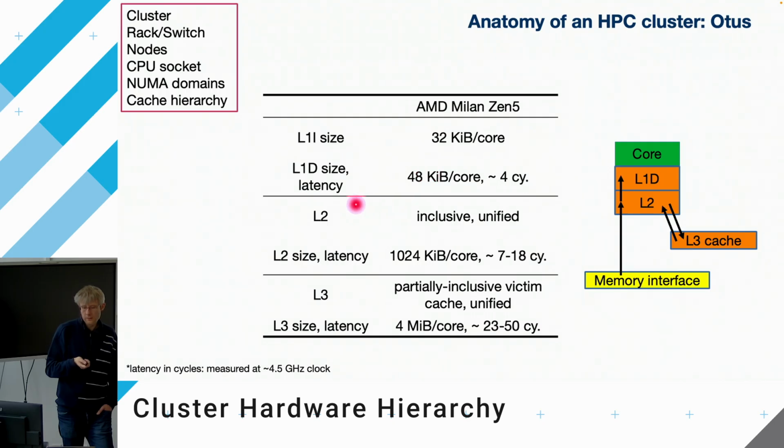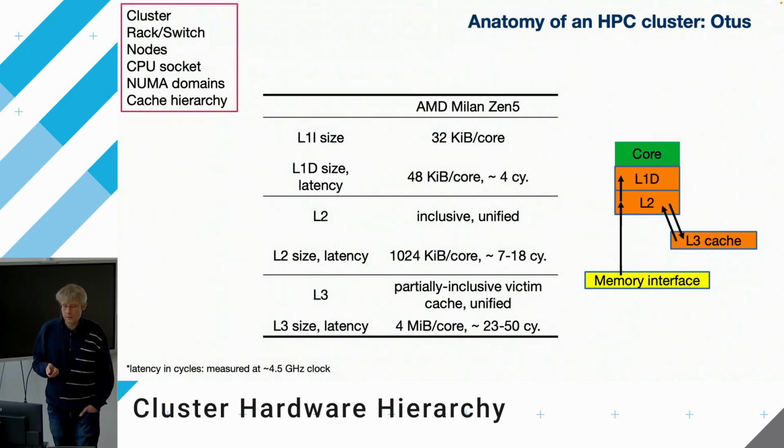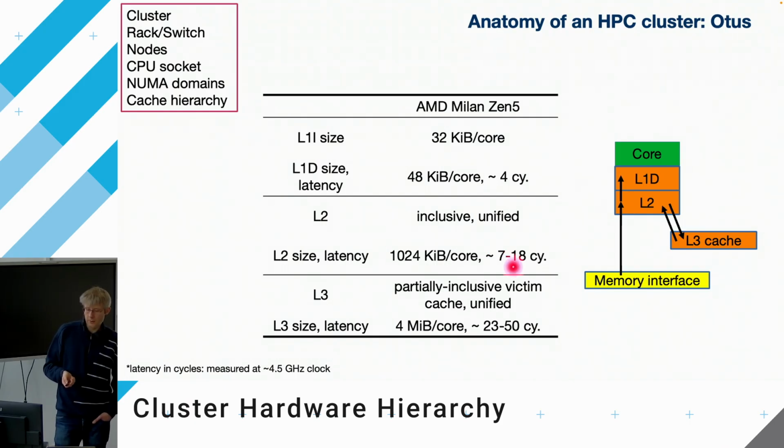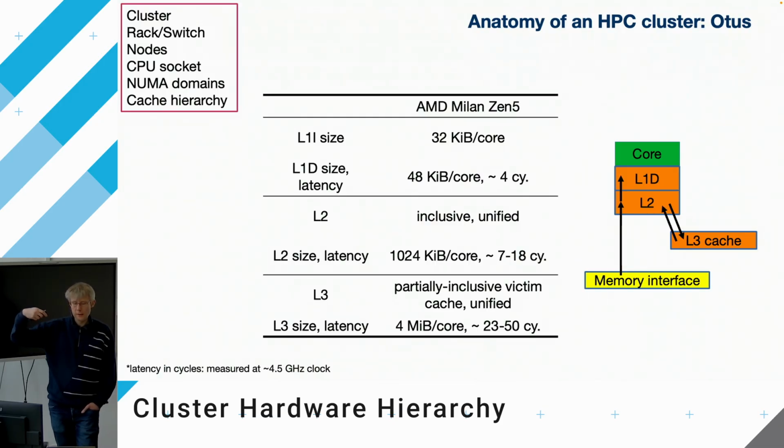And the level 2 cache also belongs to the core. It is larger, with 1024 kilobytes per core. And here we already have a larger latency of 7 to 18 cycles only to get the data out of the cache back into the core. And in this time, basically, the CPU waits for the data.